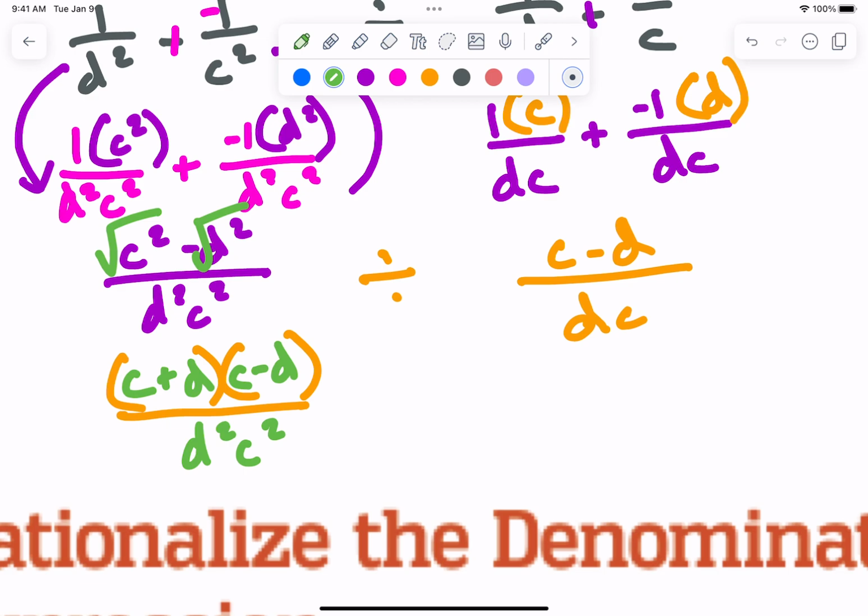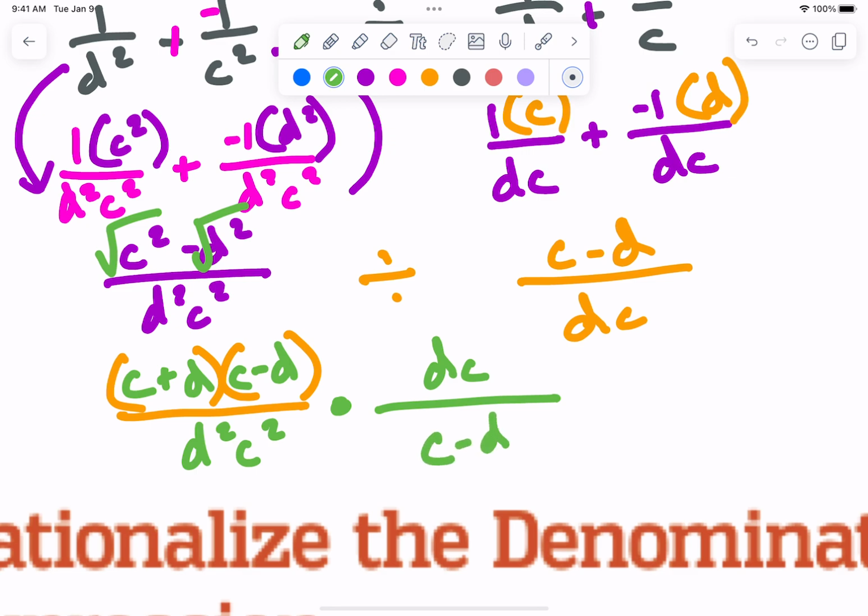That's my keep part. We split them apart, but that's the keep part. Times, this is the flip, DC over c minus d. Oh man, look at that. We'll cancel that out. Cancel the D and C. And c minus d is gone.